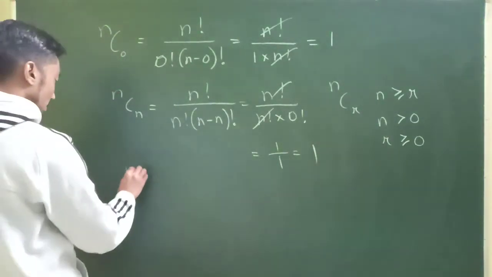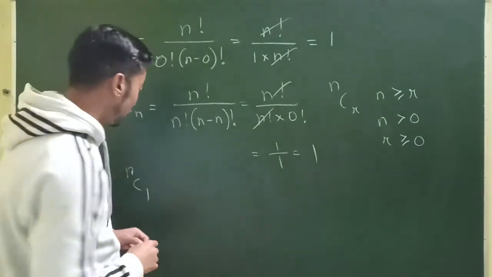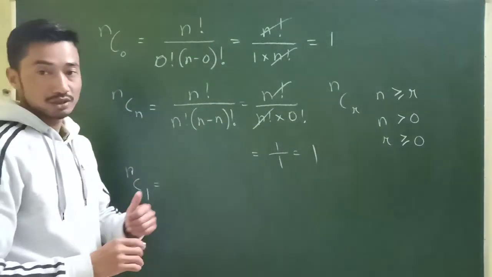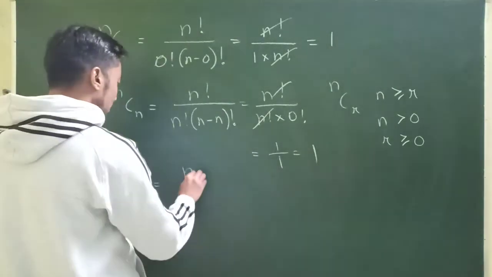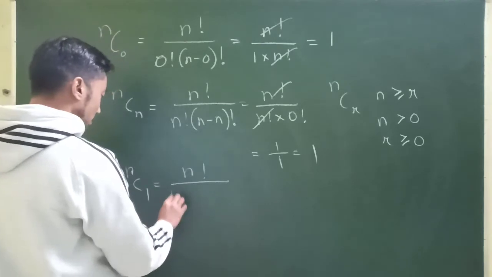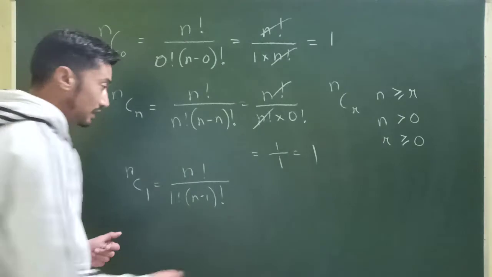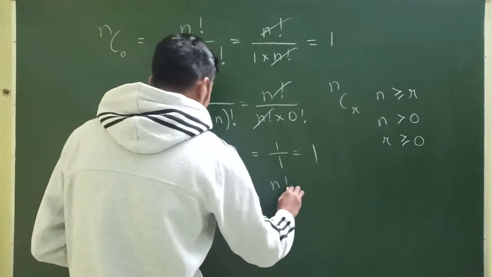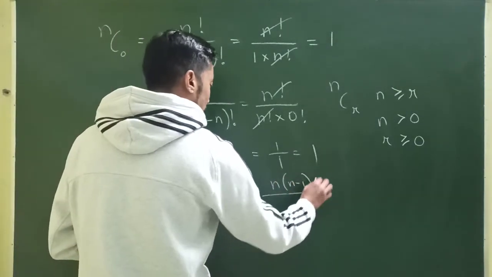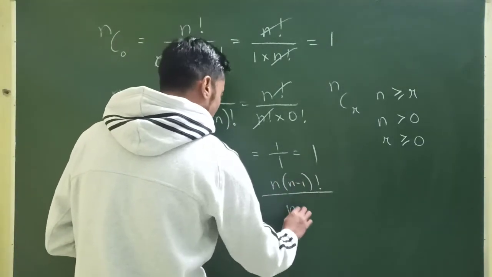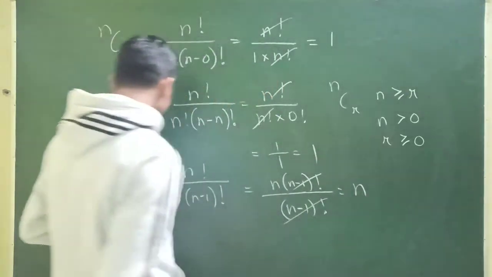One more: nC1. Please take out your books. Don't sit on the bed and just watch the video. Keep on noting down, let's do it together. n factorial over 1 factorial into n minus 1 factorial. These are very important stuff. Please do not ignore this chapter. It's going to be very useful, and you are not going to regret studying it. So n factorial I can write as n into n minus 1 factorial, and nC1 will be n.